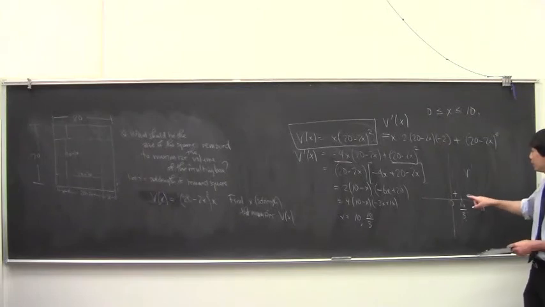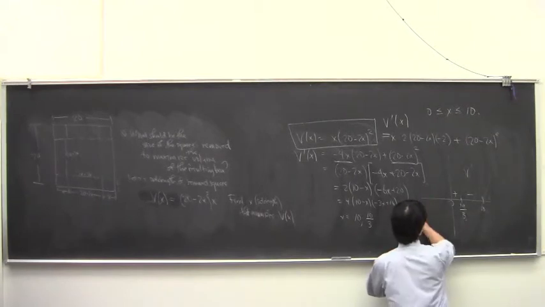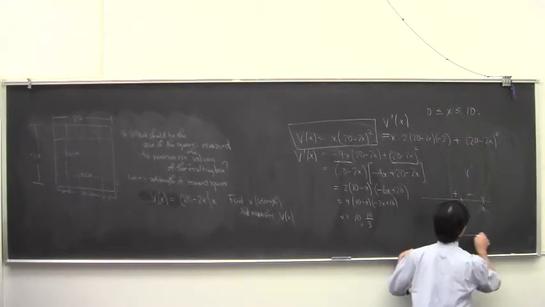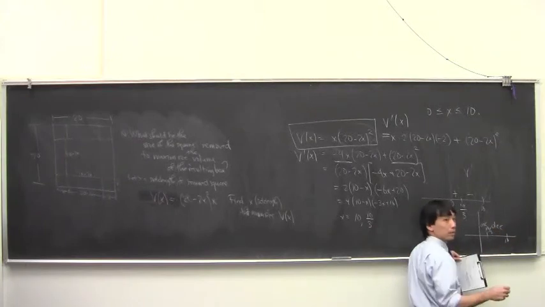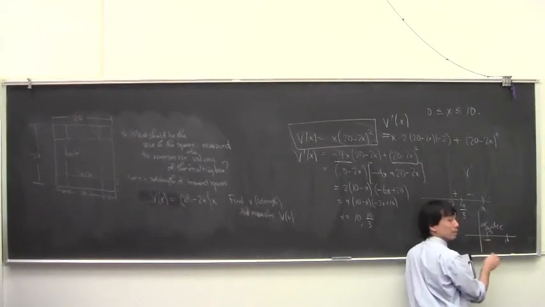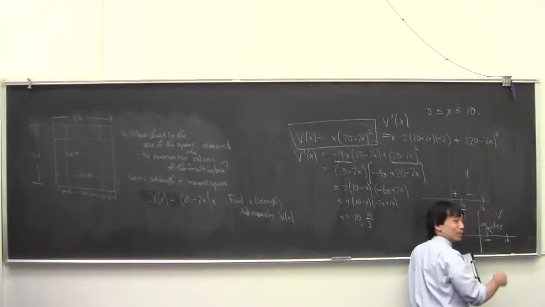So that tells us that v prime is positive. So v is, if you think about V, and with V prime at 10, we see that V is increasing here and decreasing here. Right? So that tells us that 10/3 is the max. Okay, yeah. V is increasing here and decreasing here.